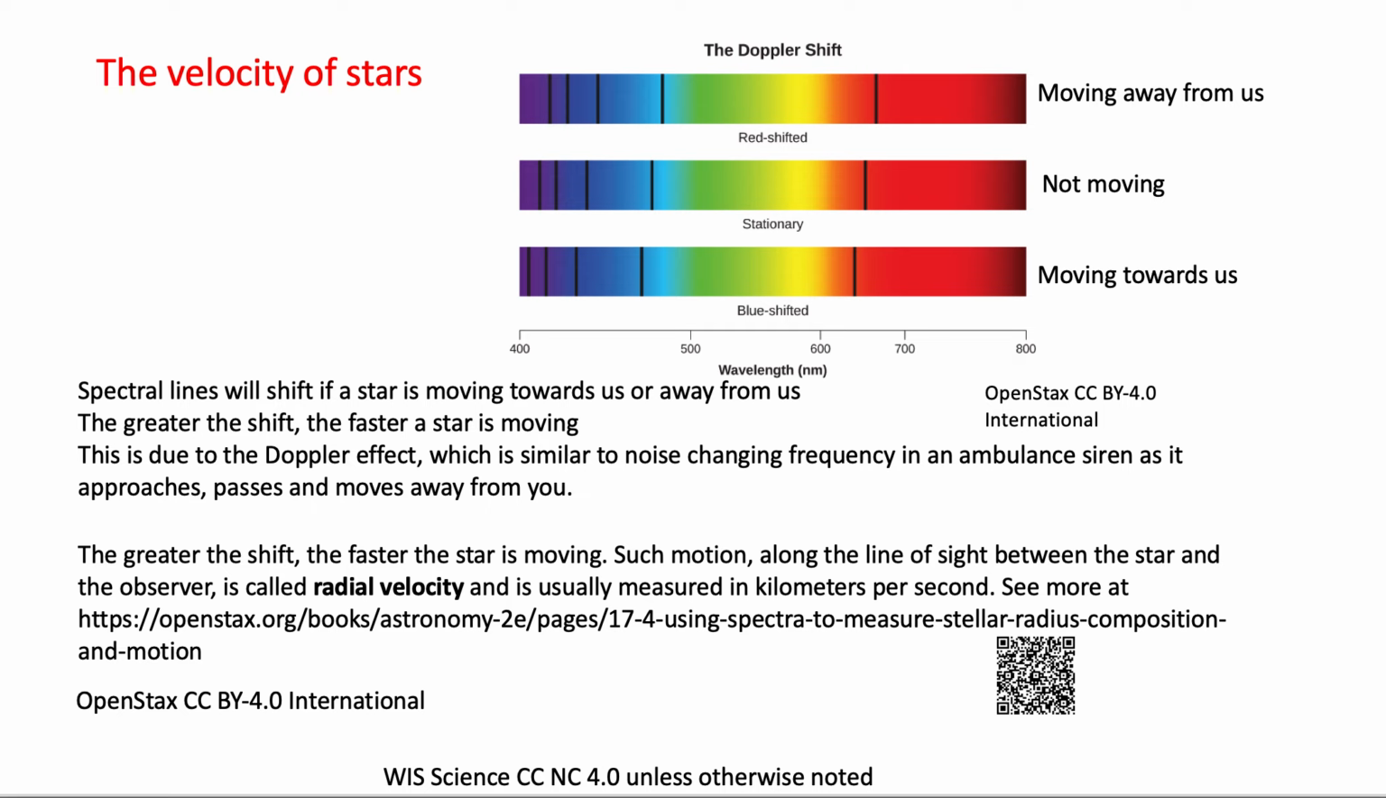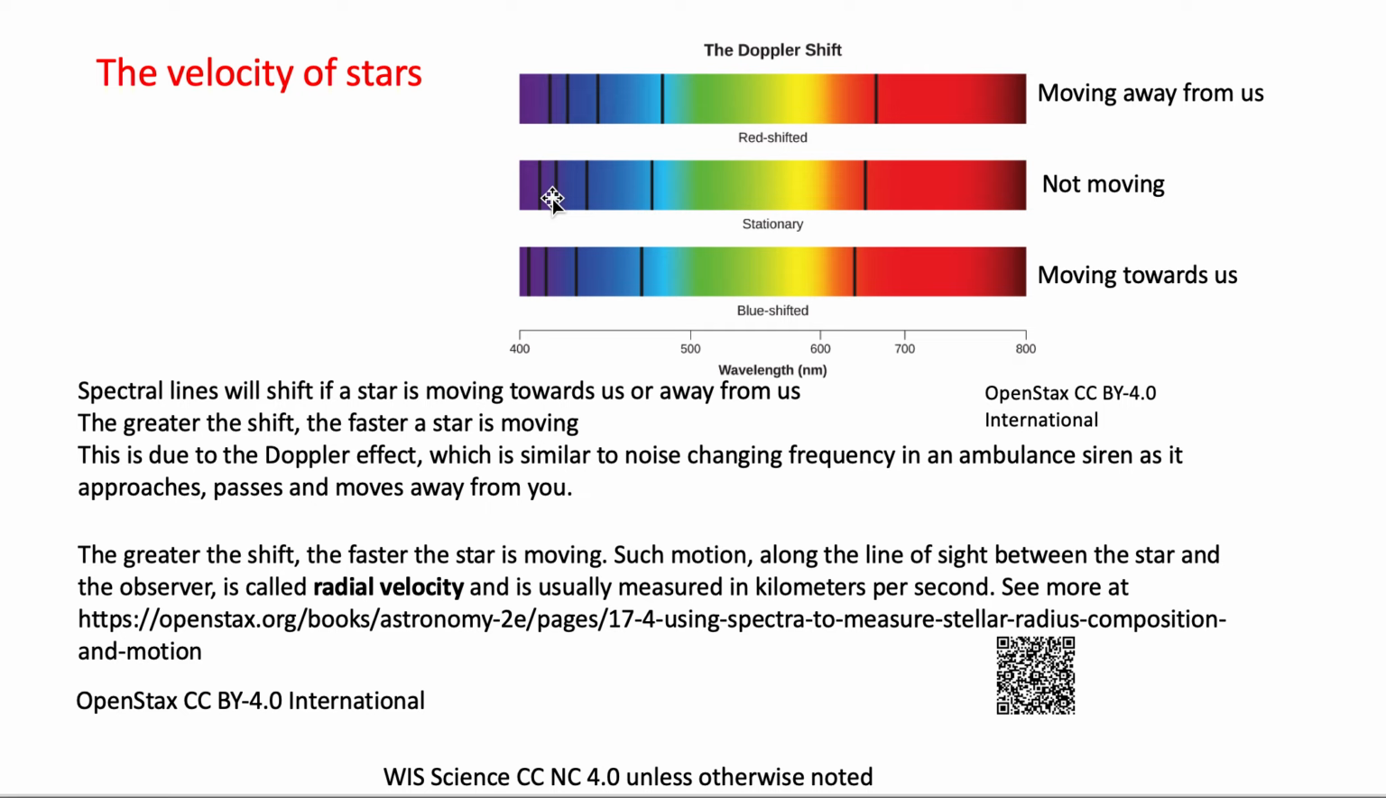So the center band with the absorption lines in it is stationary. So that object appears not to be moving. But if an object is moving away from us, the top line, those dark lines have been shifted to the right towards the red end to show that that star would be moving away from us.